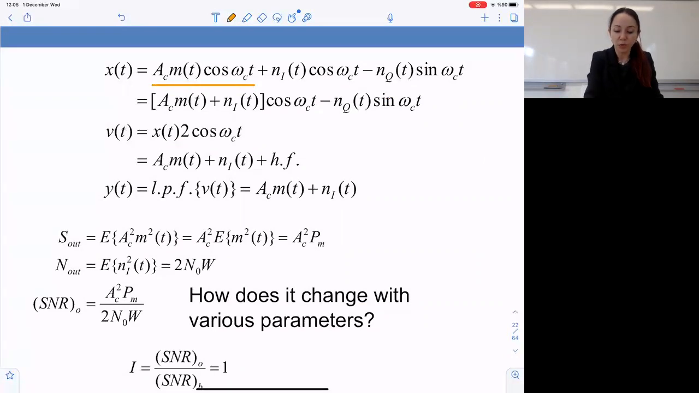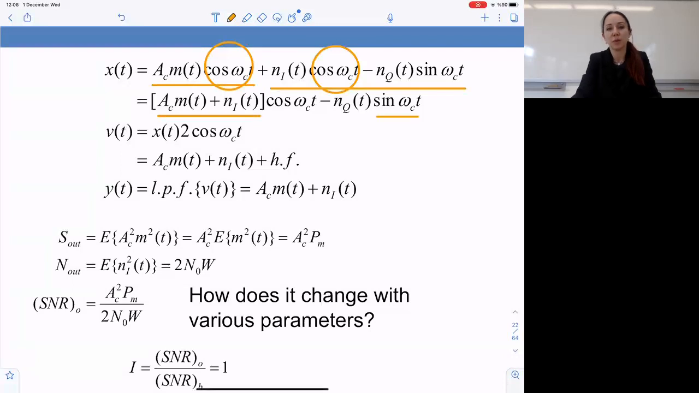So this is the signal component, and this is the additive noise component. Notice that only the in-phase component of our noise is adding on top of the signal in phase, as the phrase suggests. And the quadrature component is going to be orthogonal to our modulated waveform.